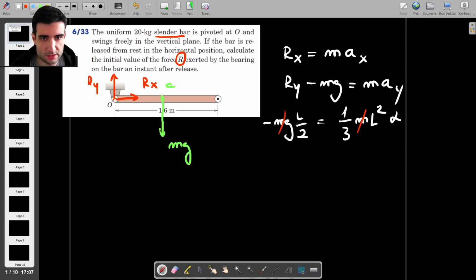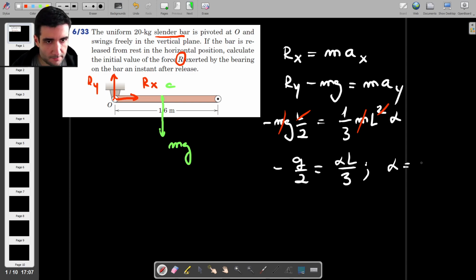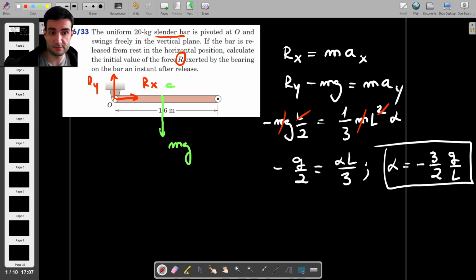So we can cancel out the m, we can cancel out the L's, and we end up with minus g over 2 is equal to alpha L over 3. So that gives us that alpha is minus 3 over 2 g over L, which is nice because we just found the angular acceleration by itself. But now we have to think of a way to relate it to those other two equations, and this is where we use Euler's equations for acceleration.